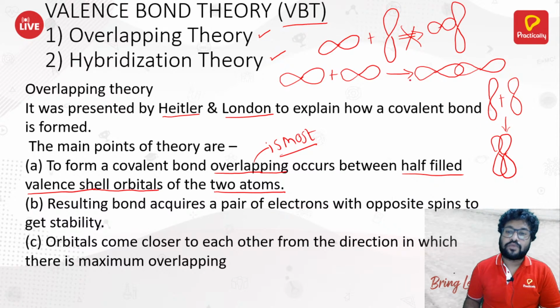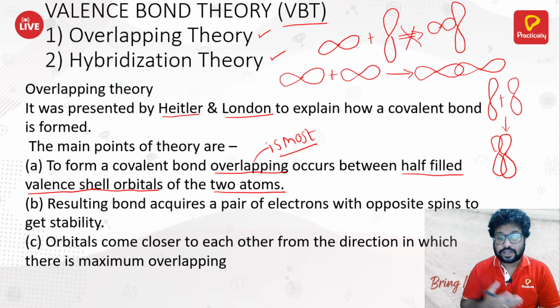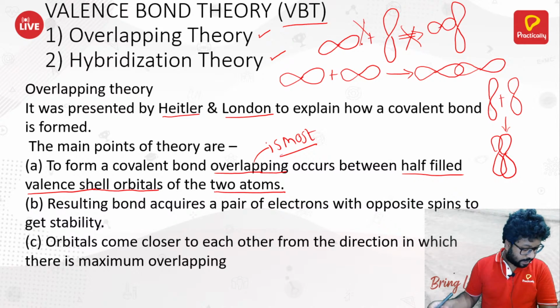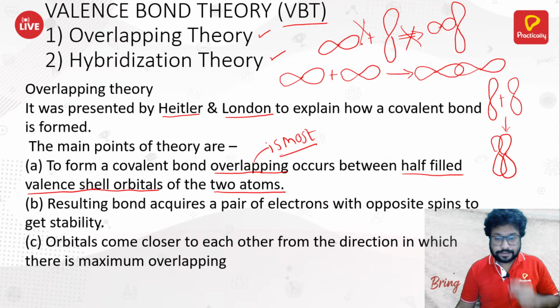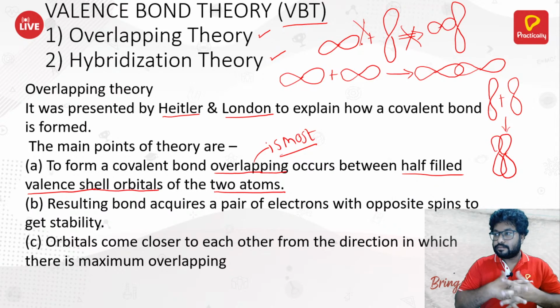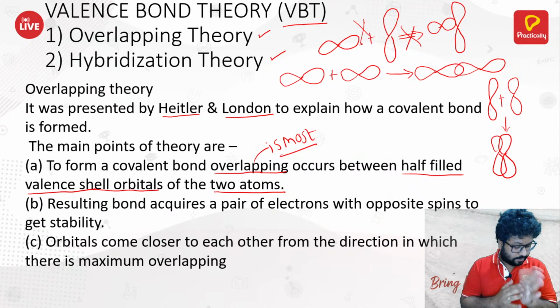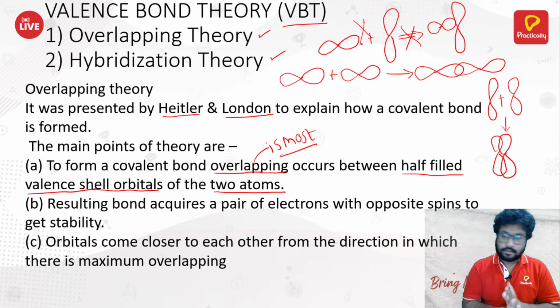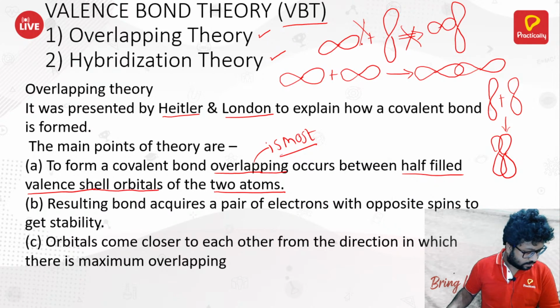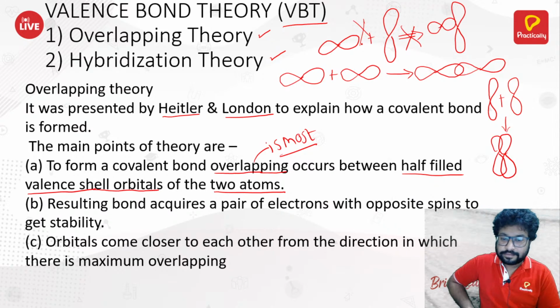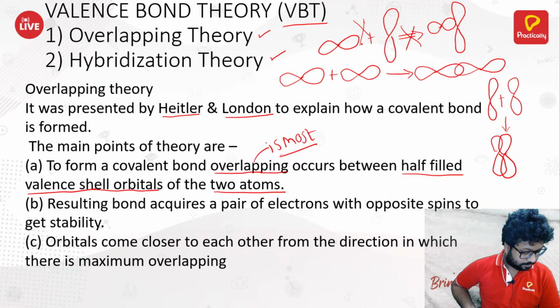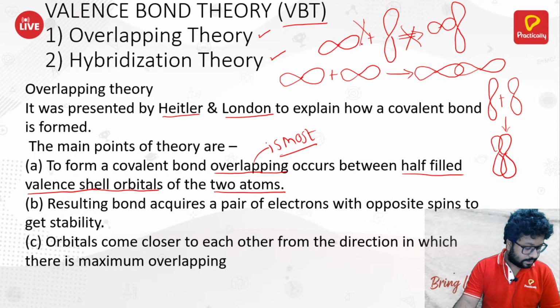What do we call this and what is this? That we will say later on. But for the time being, orbitals come closer to each other from the direction in which there is maximum overlapping. So that's the way. This is not the way. They will never come in this way. Okay, clear? Understood? If you have any doubt, you can ask me. Okay, let's move ahead then.